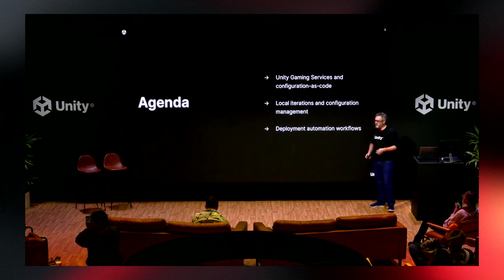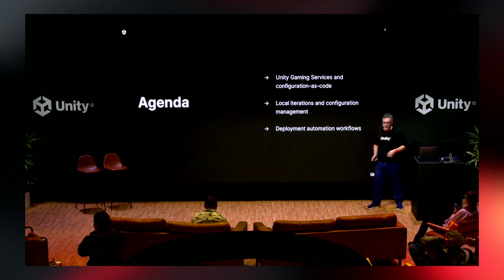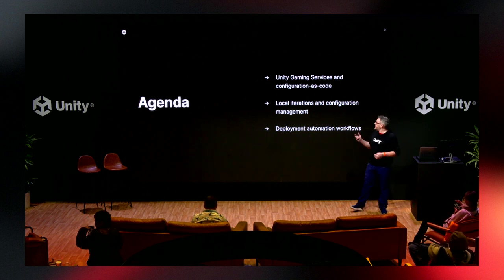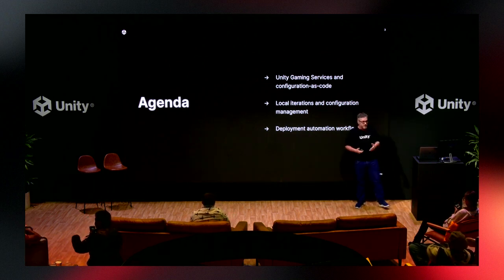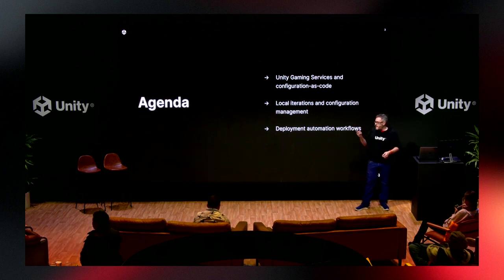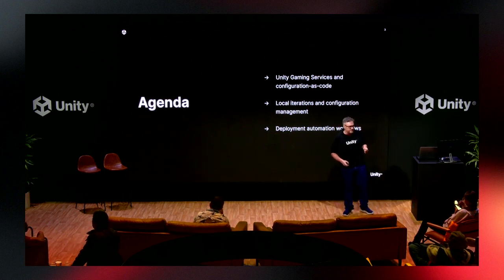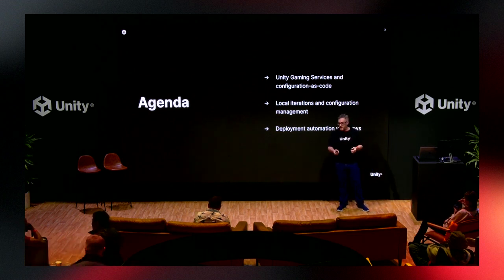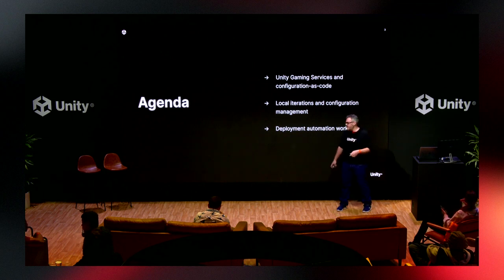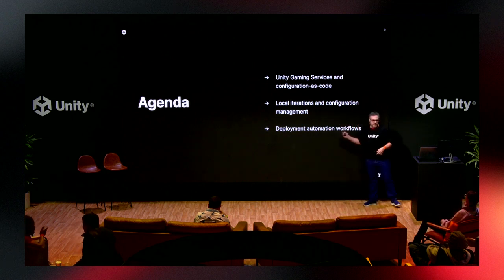So today, we're going to look briefly at what this product, Unity Gaming Services, or UGS, is, and how configuration as code helps us provide you with workflows to manage them. Next, we're going to look at local iteration and configuration management. This is basically the tools that are going to be directly available from the editor. And finally, how can we have automation workflows to manage the deployments of your configuration?